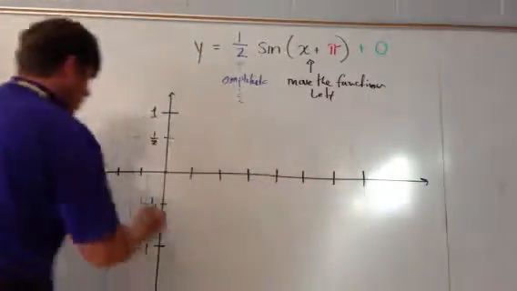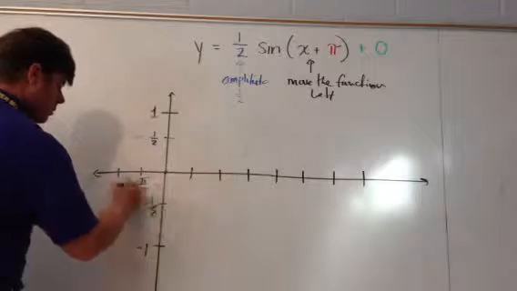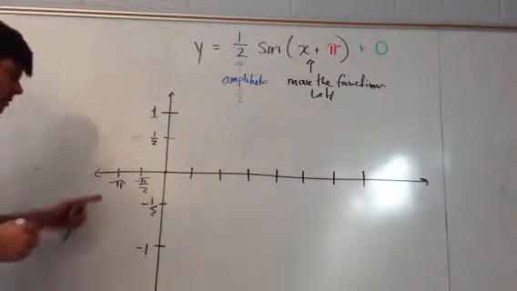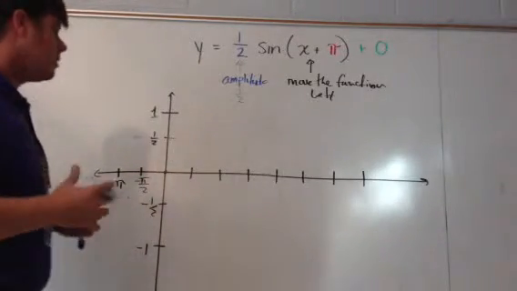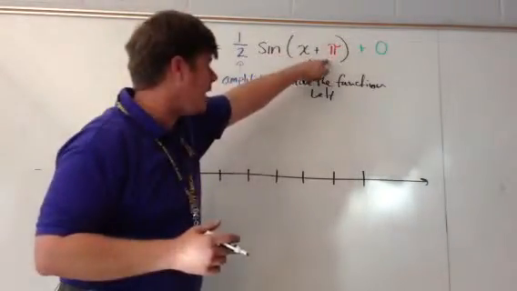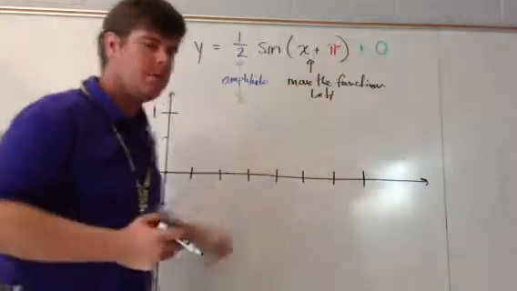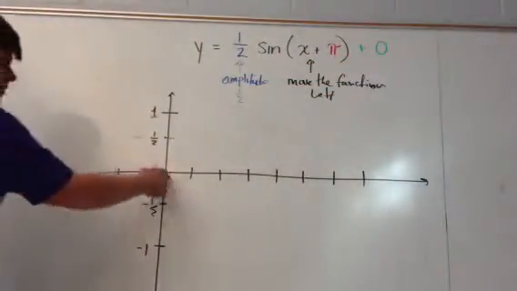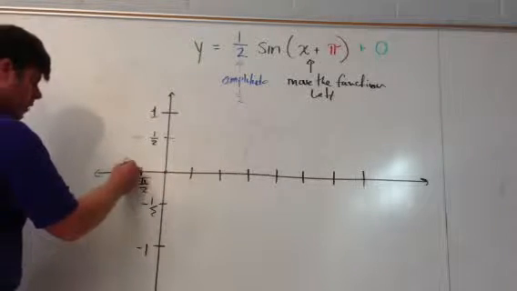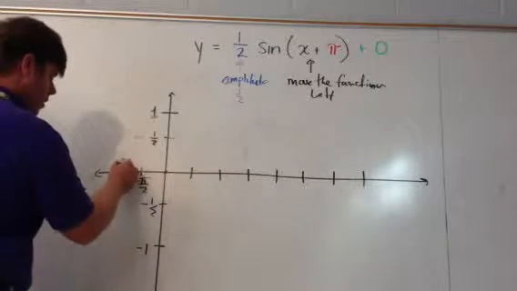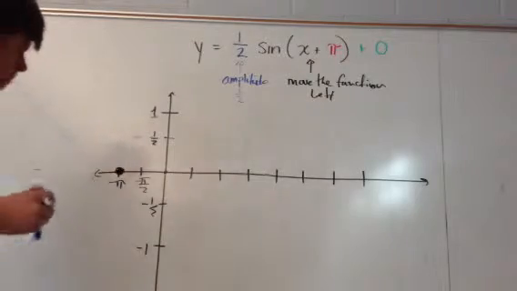Okay, so negative pi over 2, negative pi. And the reason I'm going to negative pi is because I'm going to talk about this value right here actually shifted my graph to the left. So it shifts the graph to the left, so it takes this point and moves it over here. So now I have a new starting point at negative pi.